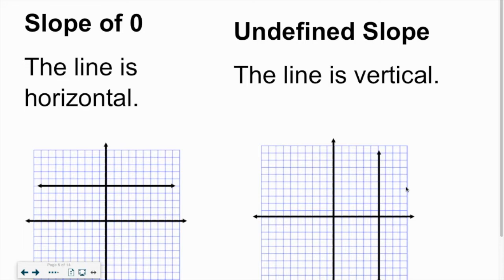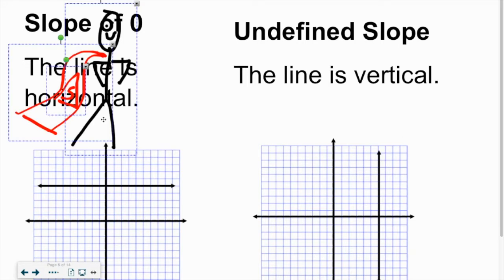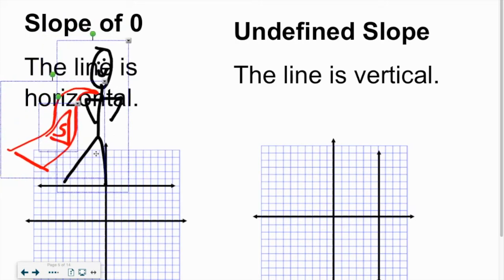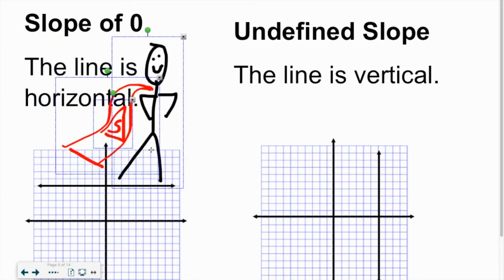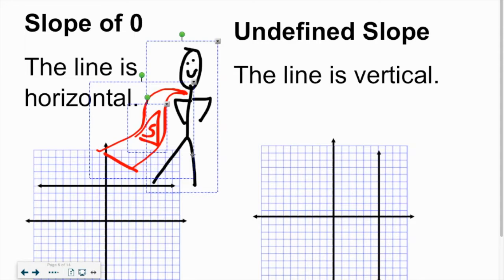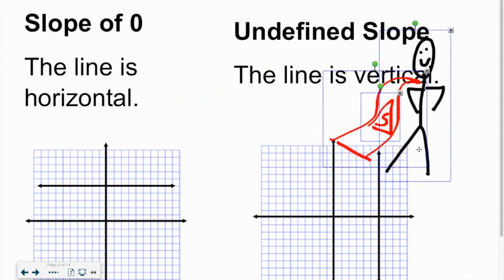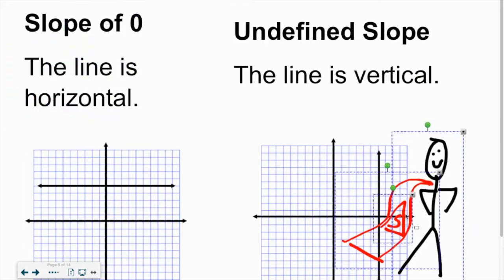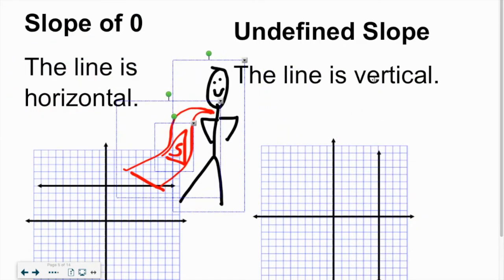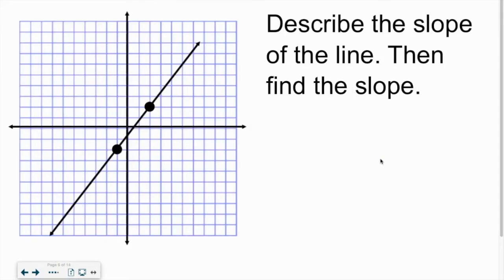A slope of 0 is just a horizontal line, but bringing in Slope Man, if he goes walking, notice he doesn't go up or down. Thus, the slope is 0. In an undefined slope, well, Mr. Slope Man can't walk on this line. He just kind of falls, and I bounce him around in class. But that's undefined. It is a vertical line because it's not 0, it's not positive, or negative. It is undefined.